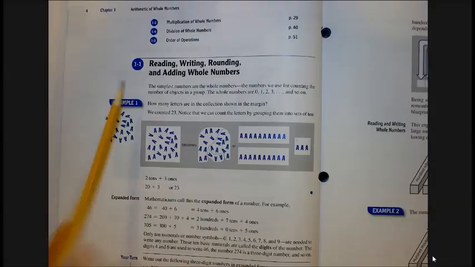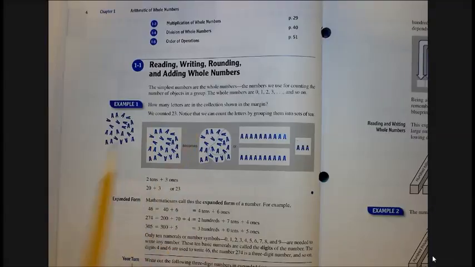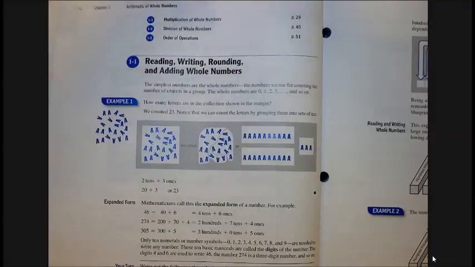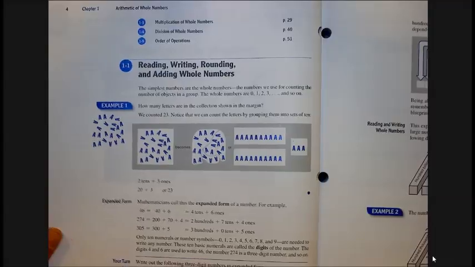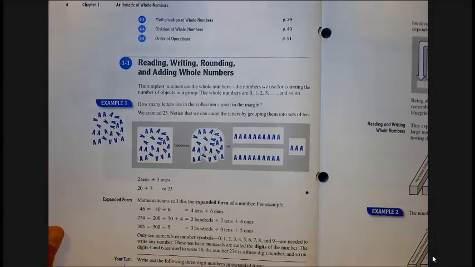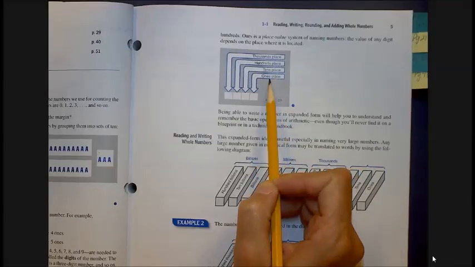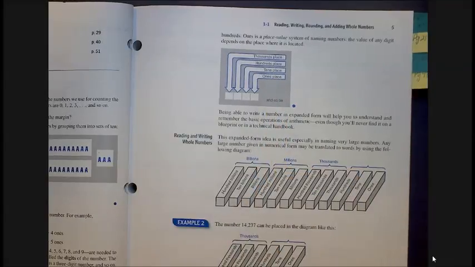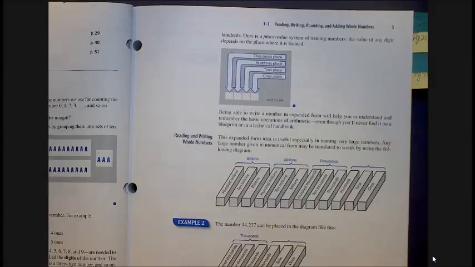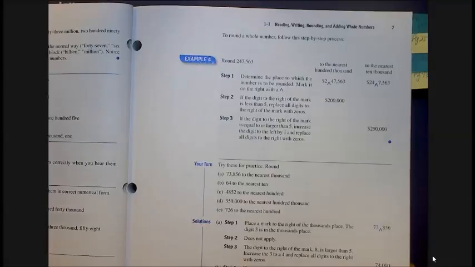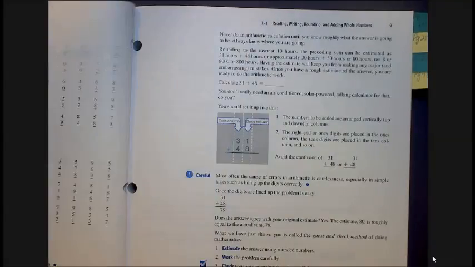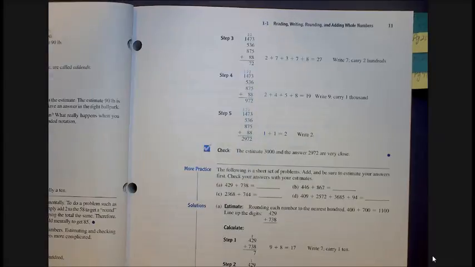So this first section, 1-1, in chapter 1 on page 4, talks about reading, writing, rounding, and adding whole numbers. Okay? Much of this you should already be pretty familiar with. In the Modumath videos that we watched last week, they talked about place value, the thousands, hundreds, tens, and ones places, and then looking at the decimals as well. So again, I'm going to gloss over this, and we are going to start doing some examples here on page 15.